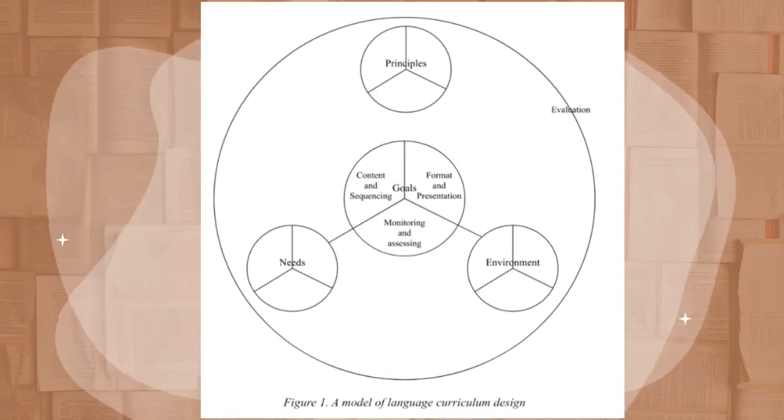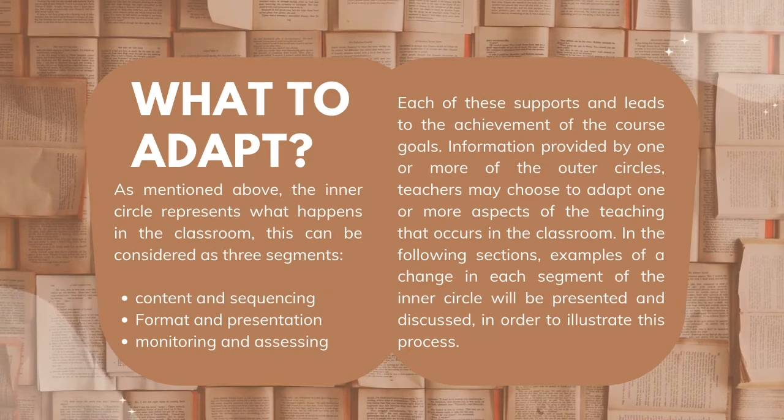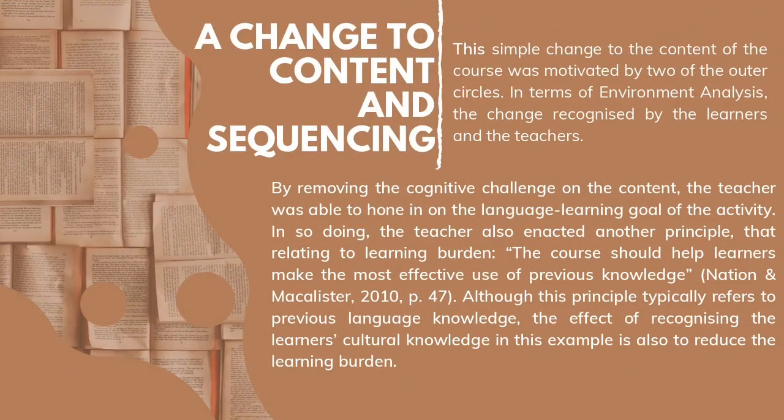So now, what things to adapt? As I explained before, the inner circle represents what happens in the classroom, so it can be considered that there are three segments. The first one is content and sequencing, the second one is format and presentation, and the last one is monitoring and assessing. Each of these supports and leads to the achievement of the course goals. A change to content and sequencing.